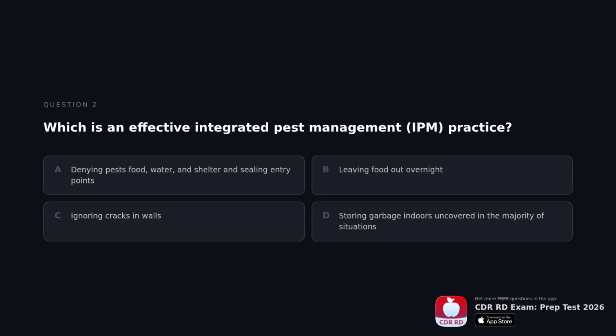Which is an effective integrated pest management, IPM, practice? A. Denying pests food, water, and shelter and sealing entry points. B. Leaving food out overnight. C. Ignoring cracks in walls. D. Storing garbage indoors uncovered in the majority of situations.